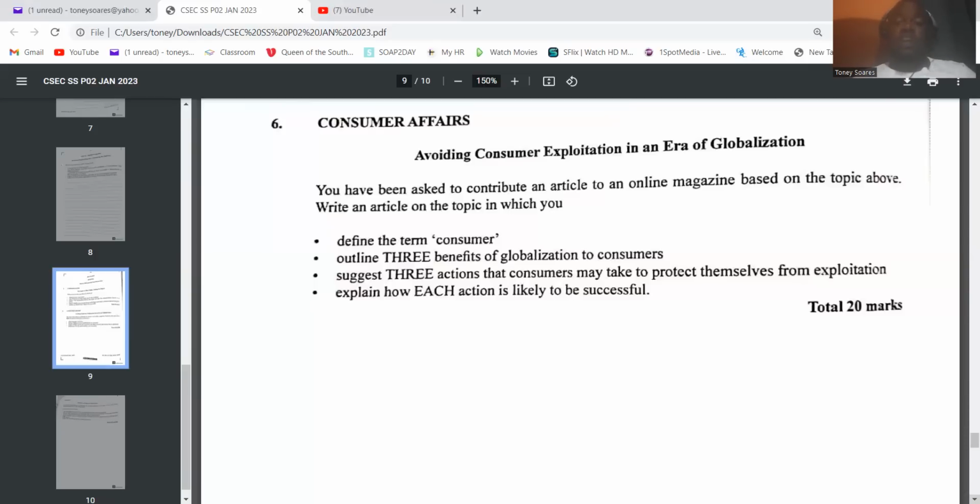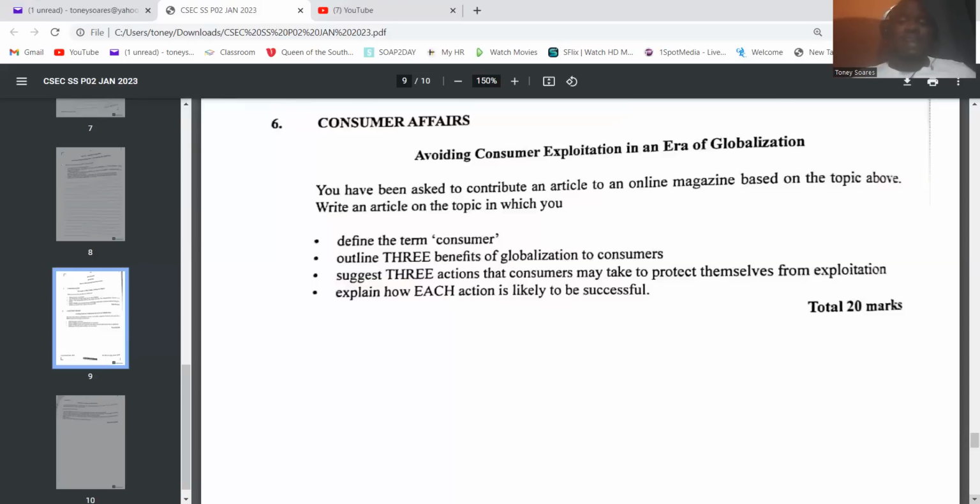Number one way in which consumers can protect themselves is to be informed, be armed with the information about their rights and also their responsibilities. All right. This is likely to be successful because when consumers know what their rights are, then it is less likely for them to be exploited, because if there is any advent of exploitation, they will know the proper procedures to follow to get redress.